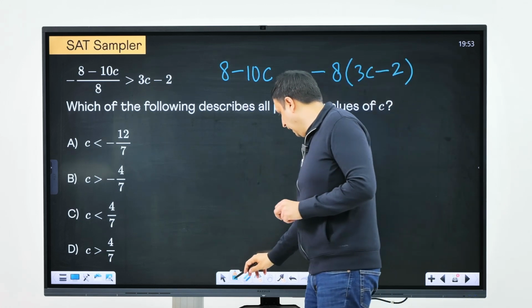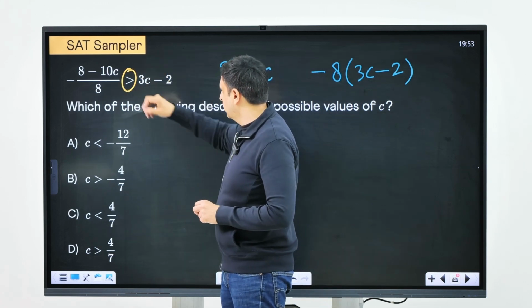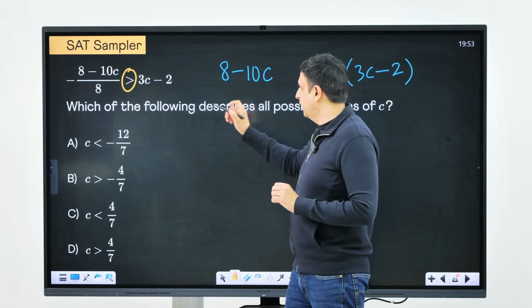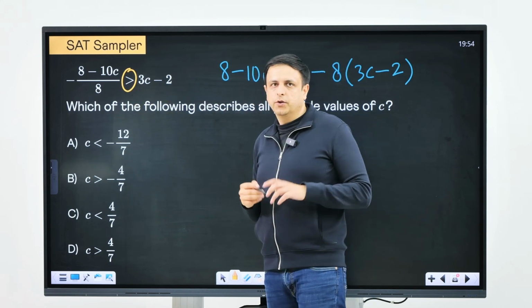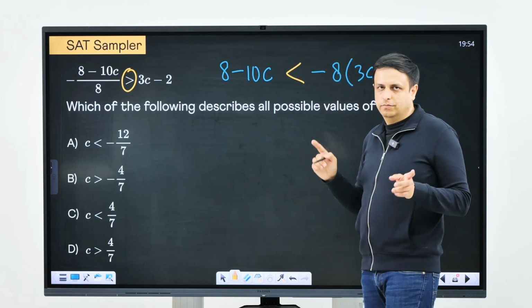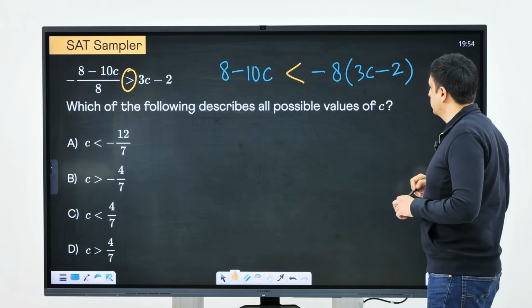But once again, and I'm reiterating this very strongly, you have this greater than sign here, but because you're multiplying by something negative, you're multiplying by negative 8 on both sides, the direction of this inequality would reverse and it will become less than. So that's the key step here. 8 minus 10c is less than negative 8 times 3c minus 2.